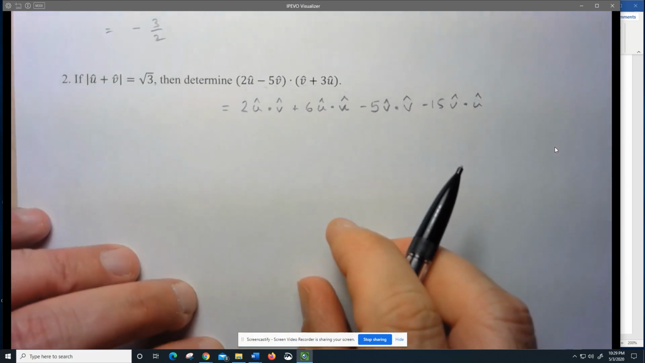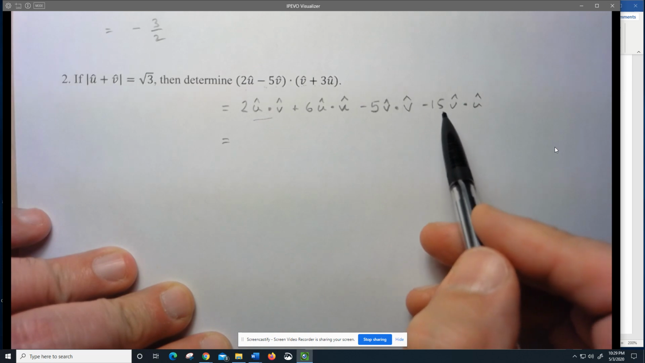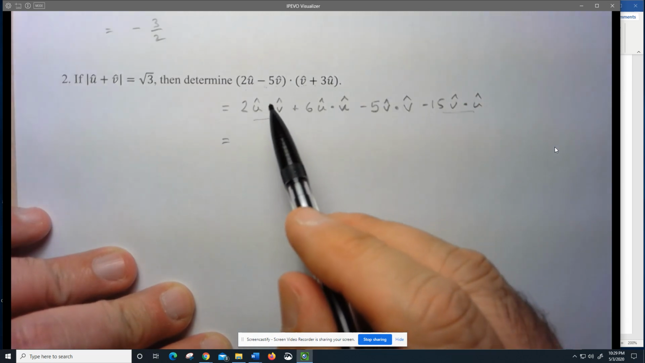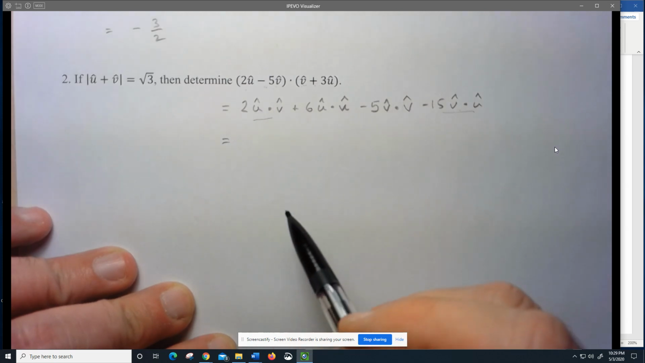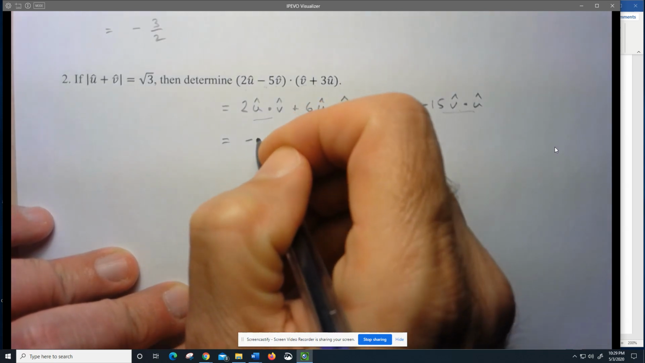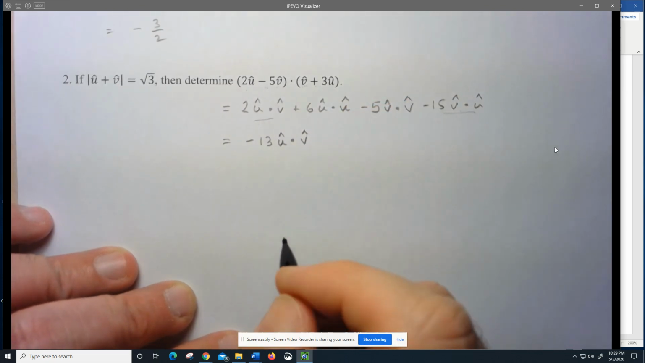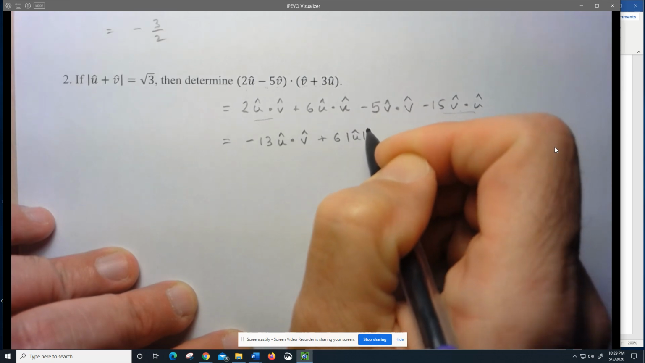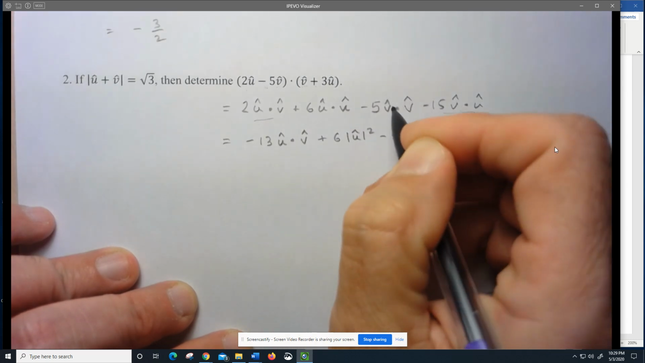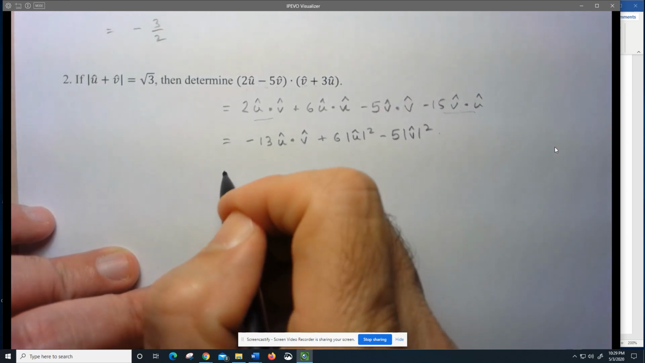All right, so similar to before, we've got this term and that term, which are actually like terms because u dot v and v dot u are equal to each other. So that's going to be 2 minus 15, negative 13 u dot v. This is just going to be 6 times magnitude of u squared minus 5 times magnitude of v squared.